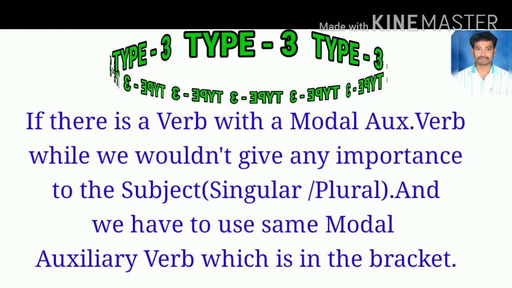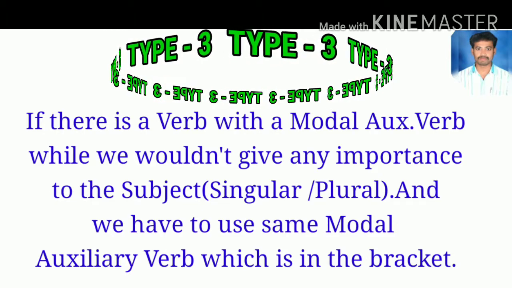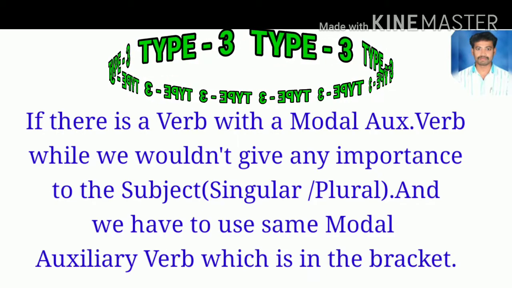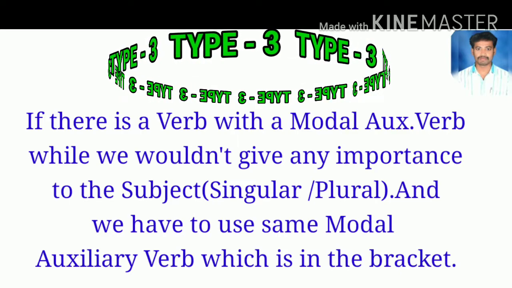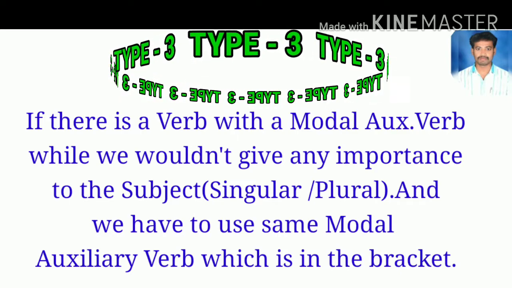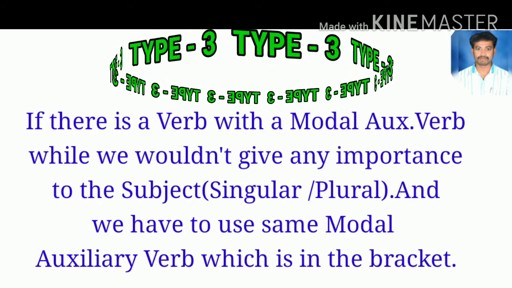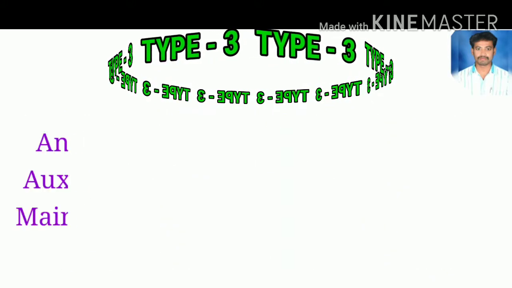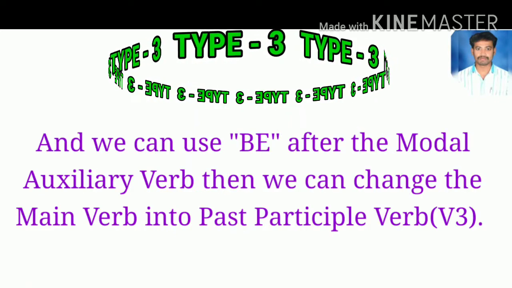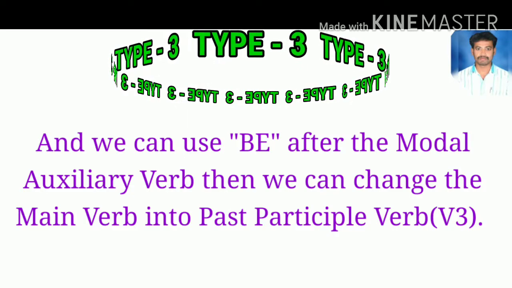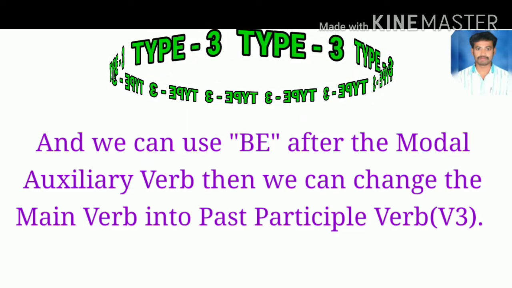And we have to use the same modal auxiliary verb which is in the bracket. They are going to give two: one is the modal auxiliary verb, another one is the main verb. So at that time we have to use the same modal auxiliary verb which is in the bracket. There is no change in the modal auxiliary verb, all of you keep in your mind. And we add be after the modal auxiliary verb, then we change the main verb into the past participle verb form.